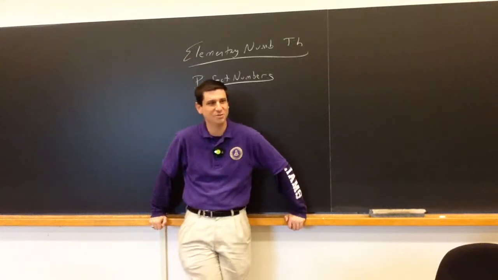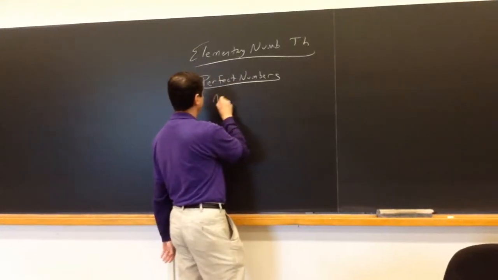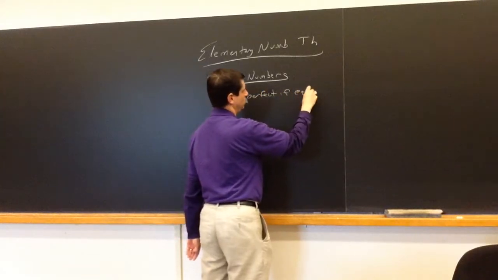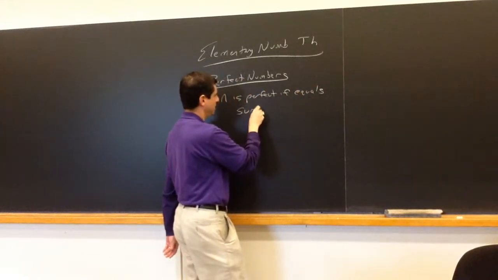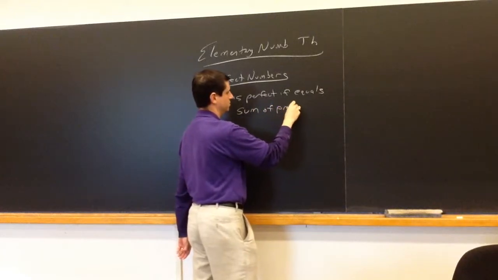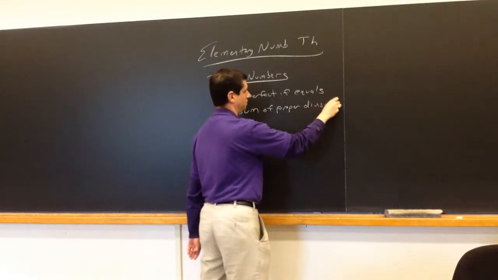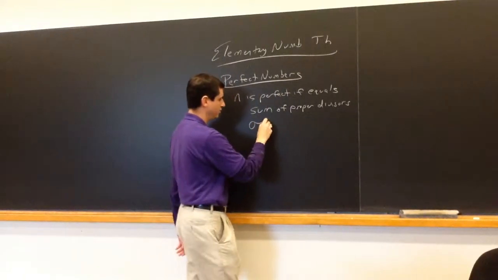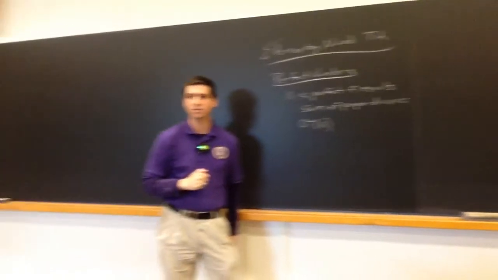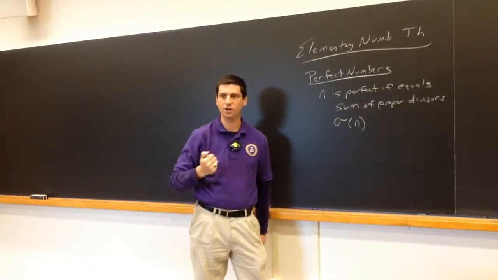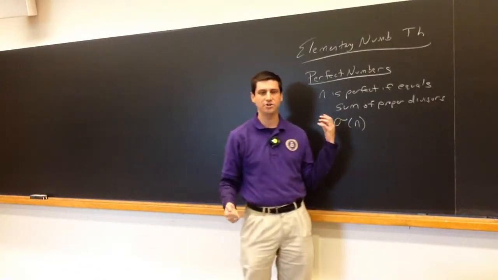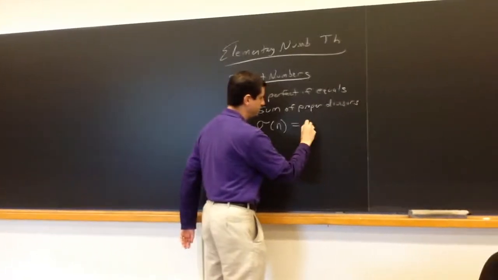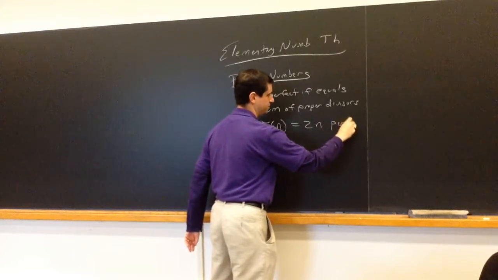Almost. Sum of its proper divisors. So n is perfect if n equals the sum of its proper divisors. And there's lots of different notation people use. Sometimes they use the notation sigma of n to represent the sum of the divisors of n. Sometimes they use tau functions to different powers to denote whether you are taking the divisors to the first power, the second power, the third power. And so if sigma of n equals 2n, then n is perfect.